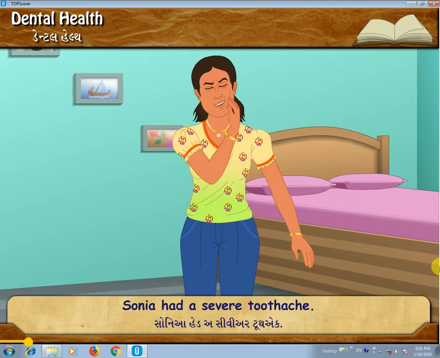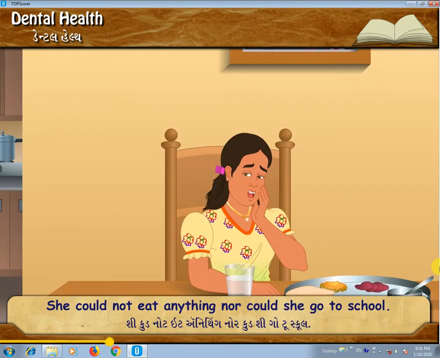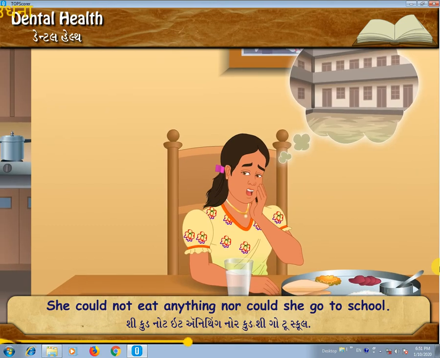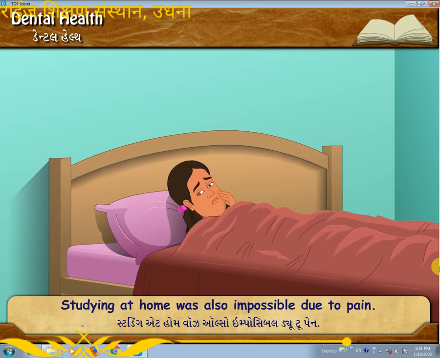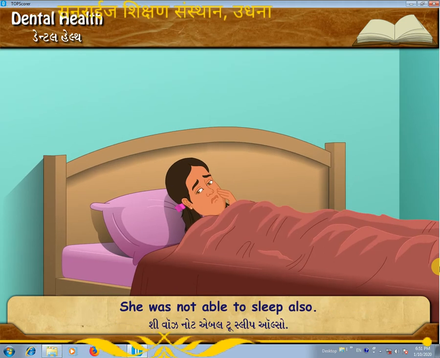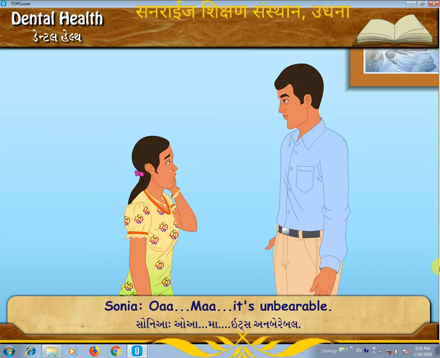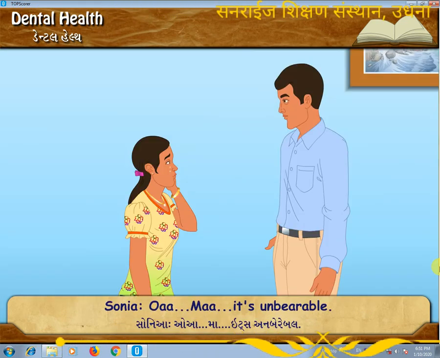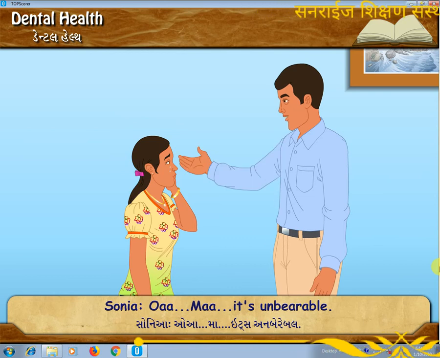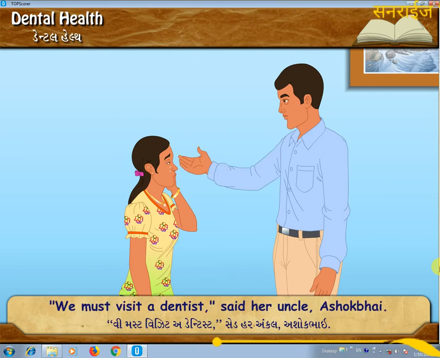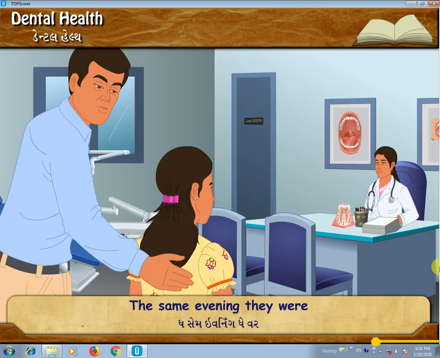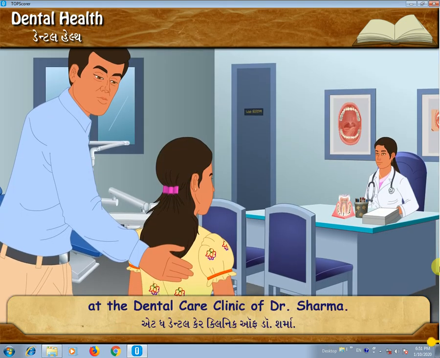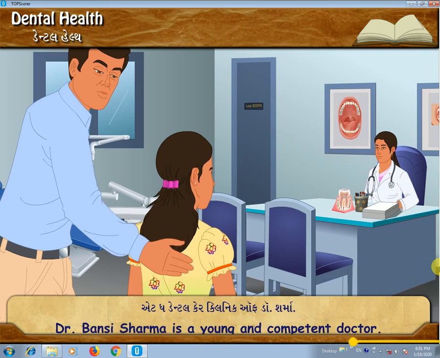Now let us see a story. Sonia had a severe toothache. She could not eat anything, nor could she go to school. Studying at home was also impossible due to pain. She was not able to sleep either. "Ooh, Ma, it's unbearable." "We must visit a dentist," said her uncle, Ashok Bhai.